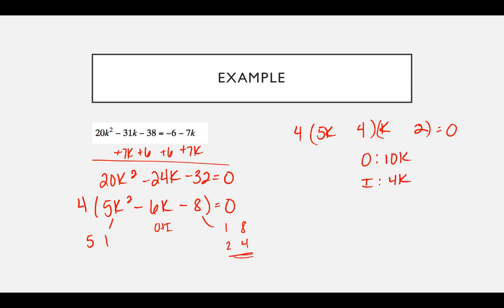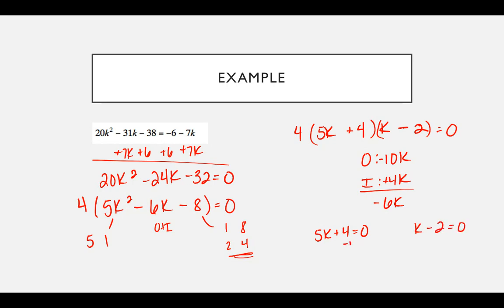I need a negative 6. So if I have a negative 10k and a positive 4k, those will give me a negative 6k. Then to put those signs in, the 10k came from the 5 times 2, so it needs to be a 5 times negative 2. And then the 4 was the 4 times k, so it needs to be a plus 4. So then 5k plus 4 equals 0, and k minus 2 equals 0.